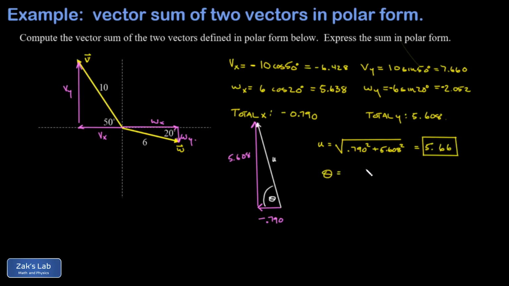And then this angle is the angle whose tangent is 5.608 over 0.790. Notice that I'm just working with the magnitudes of those legs there. In other words, I'm ignoring the minus sign on the 0.790. This is going to give me an angle between 0 and 90 degrees, which is the way I wanted to label it, as an angle relative to the x-axis. And I get 82.0 degrees out of this.